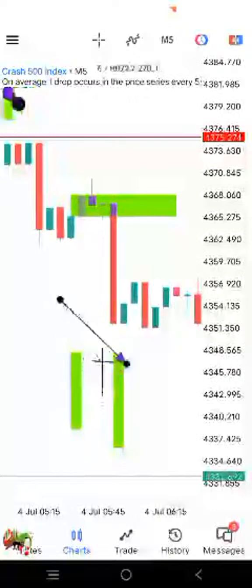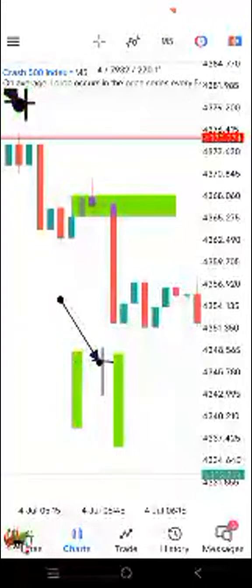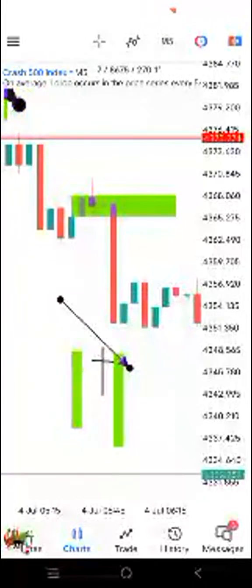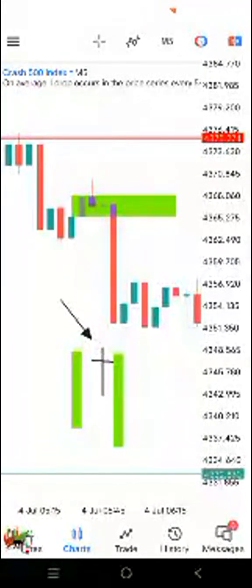You must note and listen to this carefully. Each time you find a doji inside the previous candle and inside the next candle, it means this is a good confirmation of trend reversal.